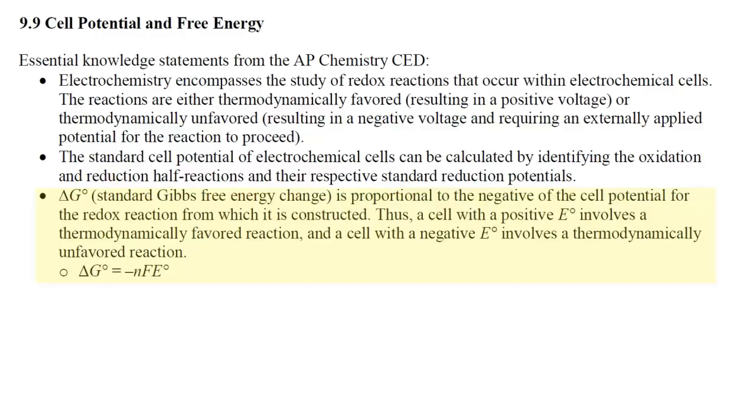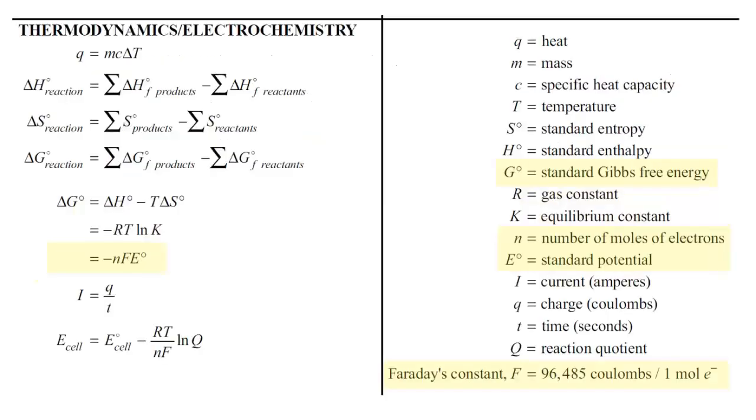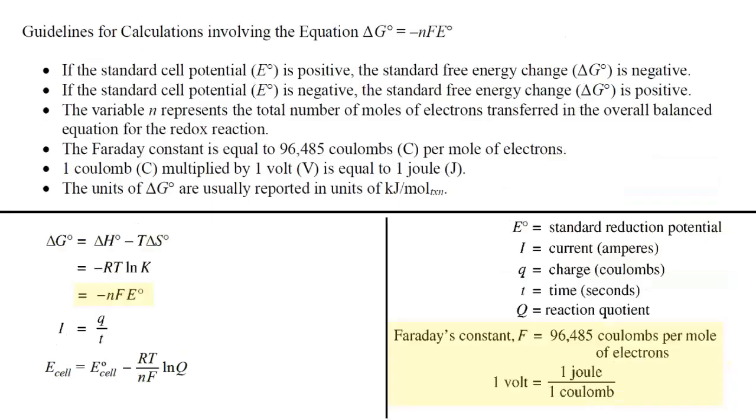So you can see on the AP Chemistry equations and constant sheet, there is that equation listed where delta G is equal to negative N, where N represents the number of moles of electrons that are transferred in the redox equation, times the letter F, which is the Faraday's constant, 96,485 coulombs for every 1 mole of electrons, and then times the standard cell potential. So here are some general guidelines for calculations involving this particular equation. If the standard cell potential is positive, then we expect that the delta G to be negative. But on the other hand, if the standard cell potential is negative, then the sign of delta G is positive.